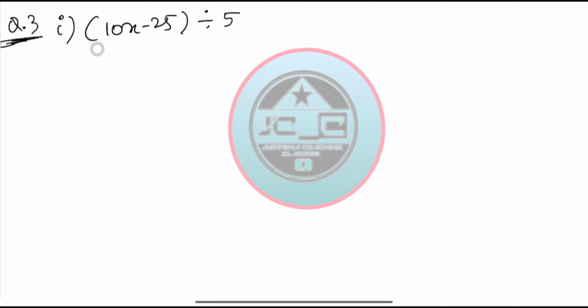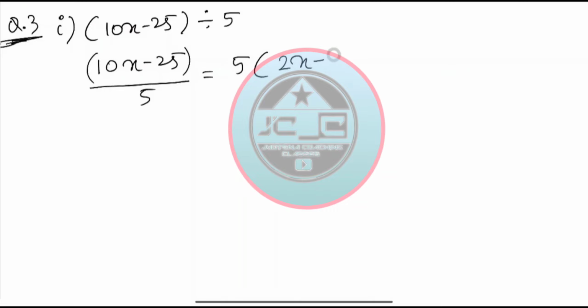Now question number 3, part i. It says 10x minus 25, as we can see, 10x minus 25 divided by 5. As you can see, the question itself is giving us a clear hint that 5 is common. We have (2x minus 5) whole divided by 5. Now the same thing, 5 gets cancelled, and we are left with 2x minus 5. It is the final answer.